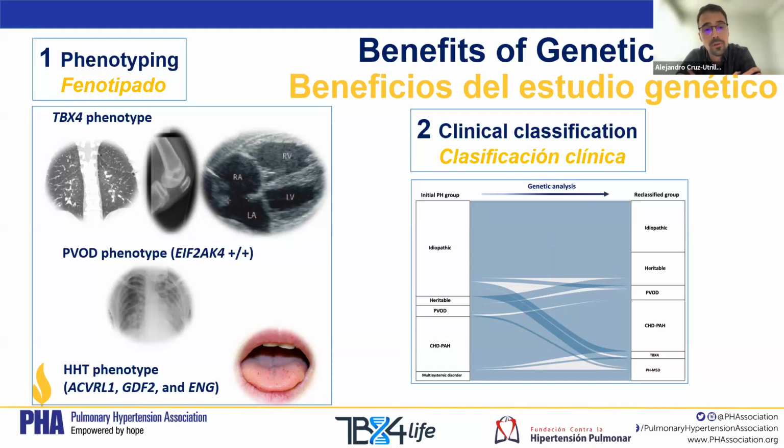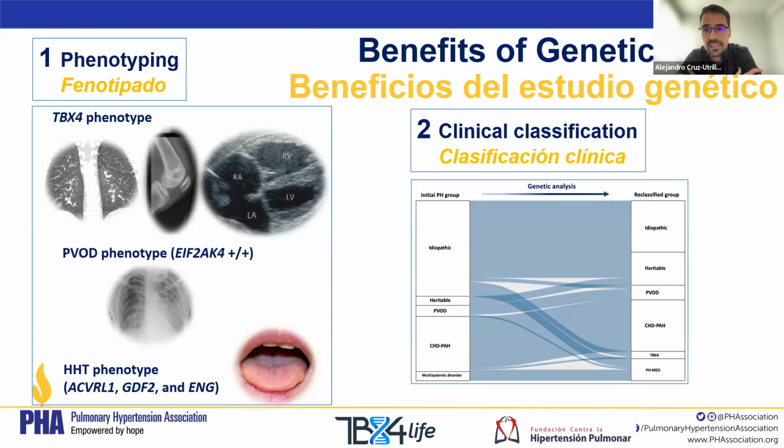This is also very important in the case of PVOD, as Dr. Austin previously explained. Some patients can be diagnosed with pulmonary veno-occlusive disease after discovering a biallelic variant in this gene called EIF2AK4. These patients can have pulmonary edema after the initiation of pulmonary vasodilators, and can have a poorer prognosis also. So this is very important, discovering this gene in a PAH patient.